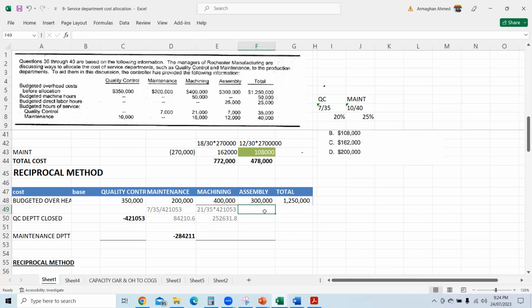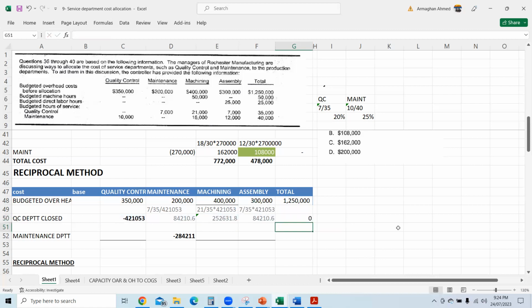How will we allocate? Other student, just tell me. How to allocate? 7 divided by 35, into 421,053, right? This is what we will allocate. So how much is coming? Okay, so now this is what we allocated. If you total it, it will become 0, right?